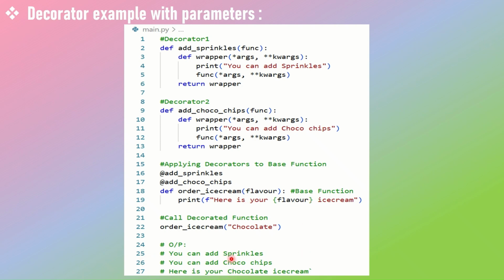So like this, it follows some sequence. Here, the base function is this one. Inside this base function, we have this statement. So above this flavored ice cream statement, we are adding some extra toppings that include sprinkles as well as choco chips. So like this, we can make use of decorators in Python whenever we want to add some extra functionalities to the base function. So this is all about decorators in Python, along with syntax, as well as some examples that include passing parameters as well as passing without parameters.